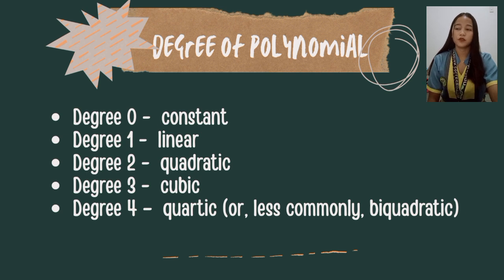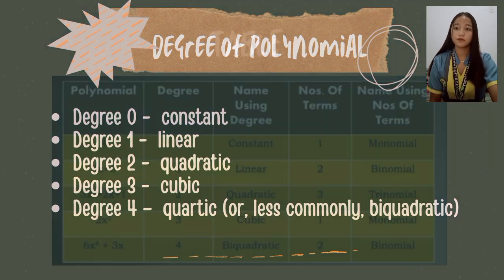So, here's the degree of a polynomial. When the degree is 0, it is constant. When the degree is 1, it is linear. Degree 2 is quadratic. Degree 3, cubic. And the last is degree 4. This is a quartic, or less commonly biquadratic. So let's proceed to the next slides.